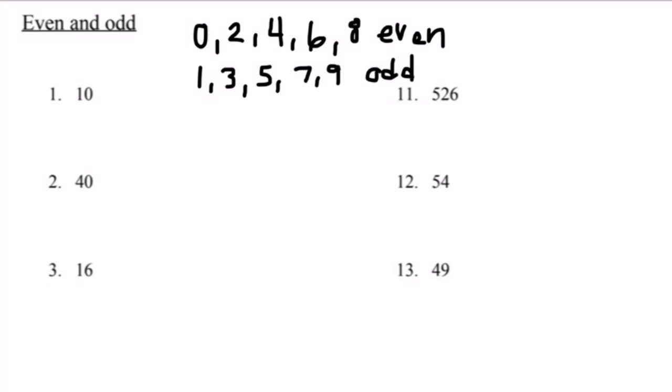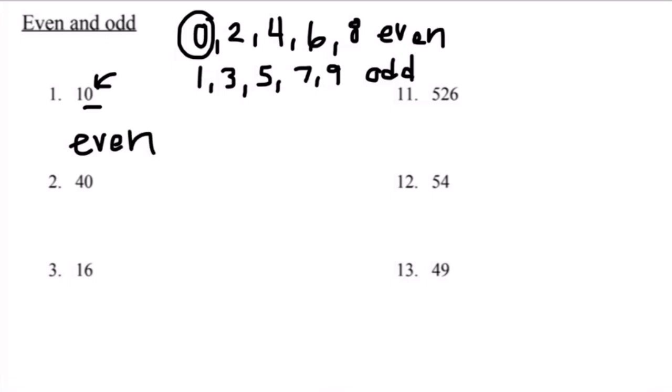Let's take a look at number 1. Number 1 is 10, and 10 ends with the number 0. Based off the ending number or the number in the ones place, we know that this is an even number because it contains the number 0 in the ones place. Therefore, 10 is even. But how can we prove that this is further even?